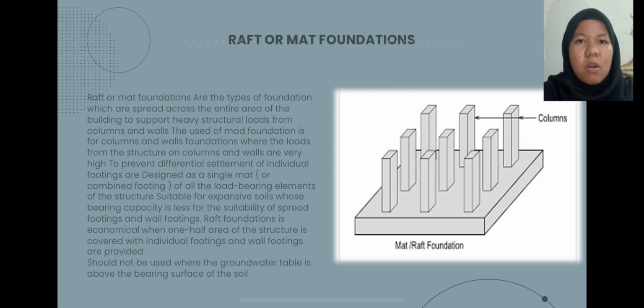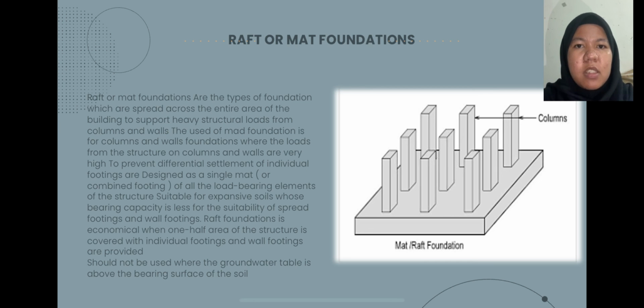The use of mat foundation is for columns and walls where the loads from the structure are very high. To prevent differential settlement, individual footings are designed as a single mat or combined footing of all the load-bearing elements of the structure. It is suitable for expansive soils whose bearing capacity is too low for spread footings and wall footings.